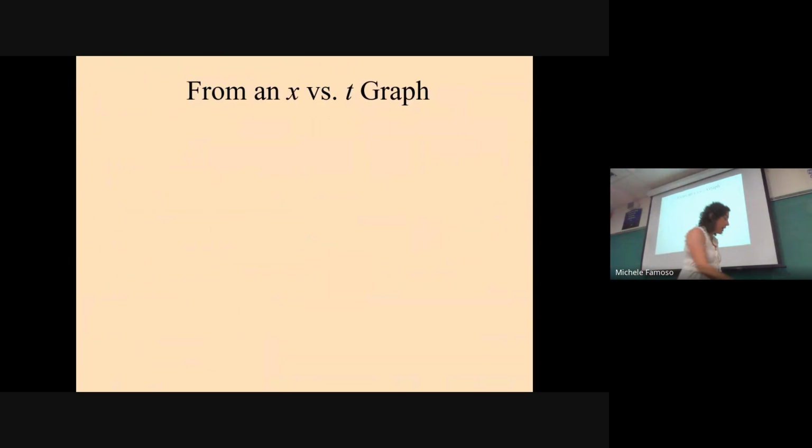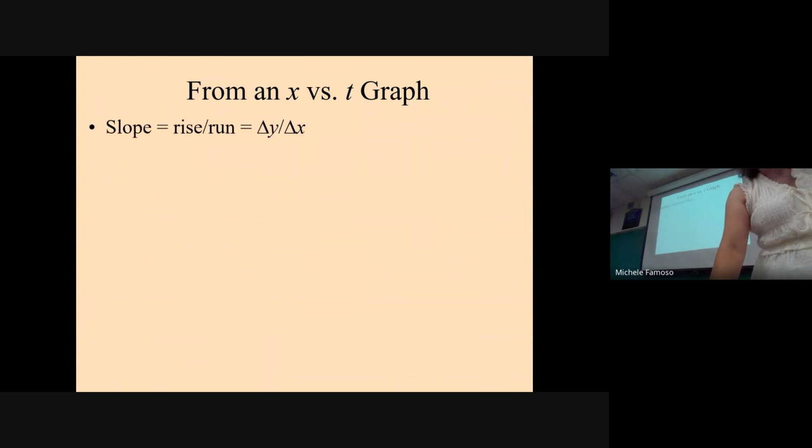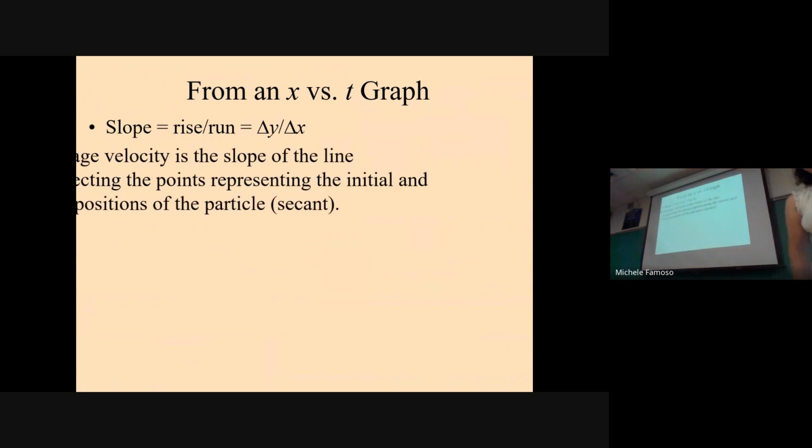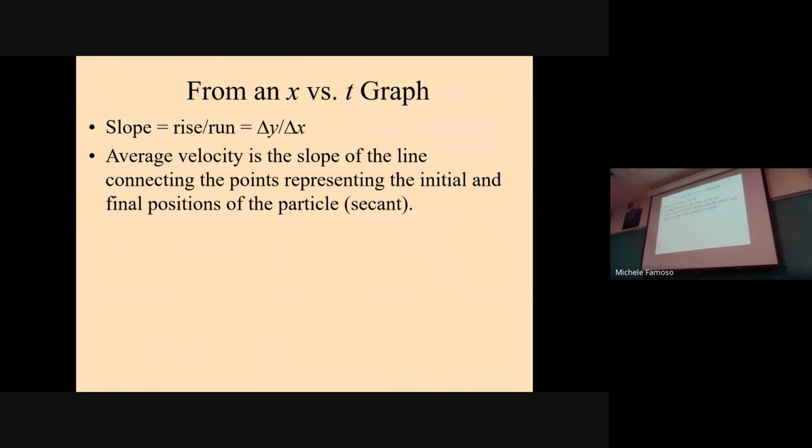Now, let's talk about how you get velocities from position time graphs. This is stuff that you did last year. Okay, so this is all review so far. To get a velocity from a position time graph, you look at the slope of your graph. Now, if you're looking for an average velocity, you're looking at the slope of a secant line that connects the two positions on that position time graph.